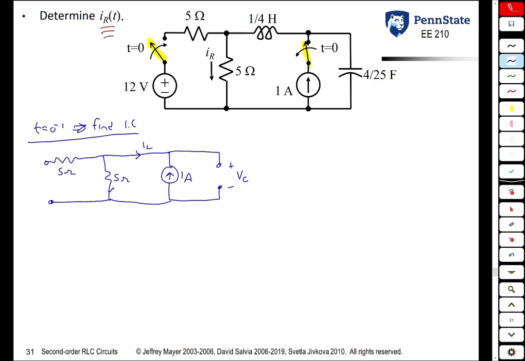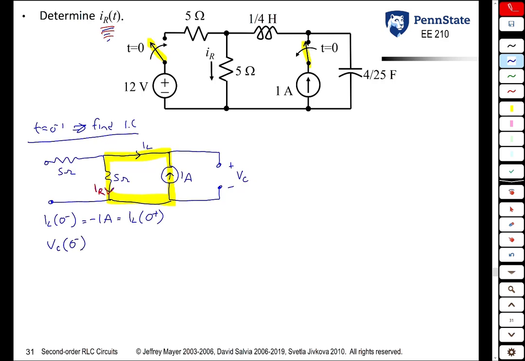And we have our other variable IR, which is ultimately the variable that we're looking for. Even though what we're looking for is IR, we still need to find both IL of 0 minus and VC of 0 minus because those are the two variables that will not change instantaneously. So IL of 0 minus, it's pretty easy to see that the only currents flowing in this circuit are basically flowing through this loop here. So IL of 0 minus is -1 amp, which is also IL of 0 plus.